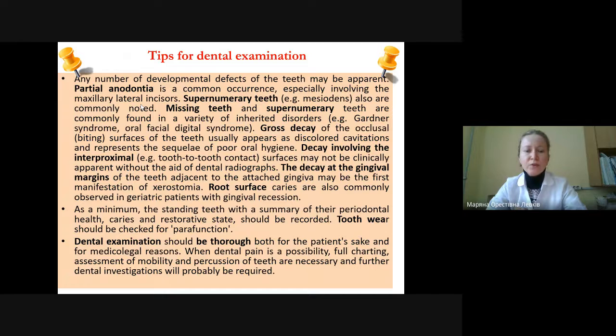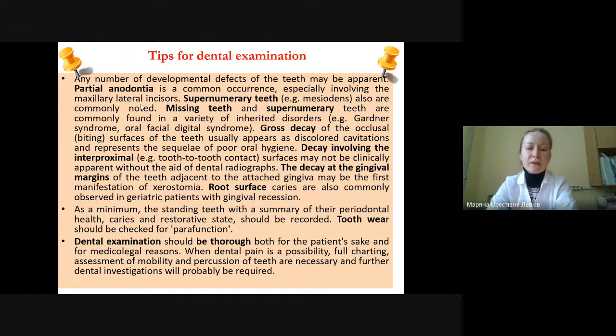Gross decay of the occlusal surfaces of the teeth usually appears as discolored cavitations and represents the sequel of poor oral hygiene. Decay involving the interproximal surfaces may not be clinically apparent without the aid of dental radiographs. The decay at the gingival margins of the teeth adjacent to the attached gingiva may be the first manifestation of xerostomia. Root surface caries are also commonly observed in geriatric patients with gingival recession.